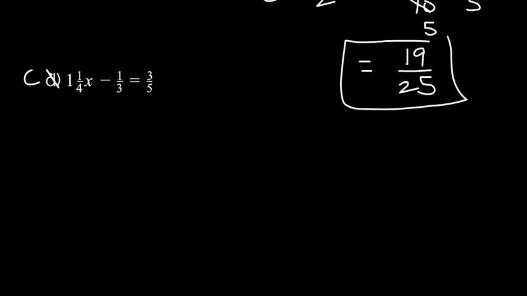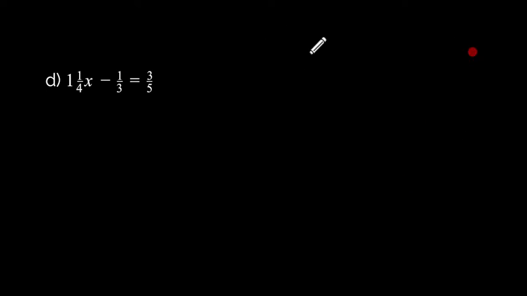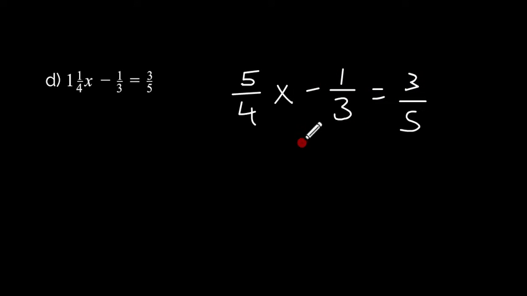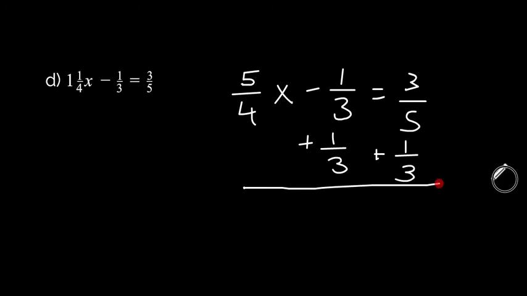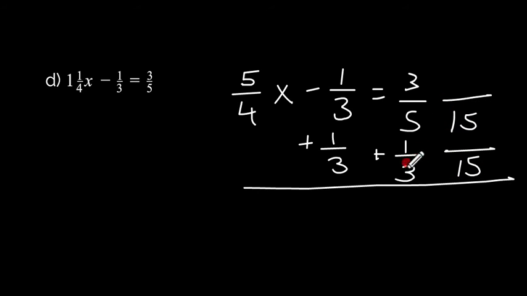Scoot this up and get rid of it. All right, same thing. We want to make this into an improper fraction. So 4 times 1 is 4 plus 1 is 5/4 x. Let's just recopy that, equals 3/5. Let's add 1/3 to both sides, plus 1/3. Common denominator is 15, so they both need to turn into 15s, which means I'm going to multiply this times 5 and this times 5. This times 3 to get 15, then this times 3 is 9.